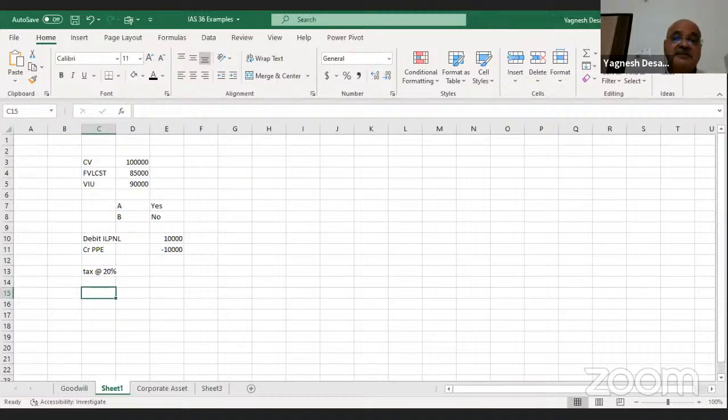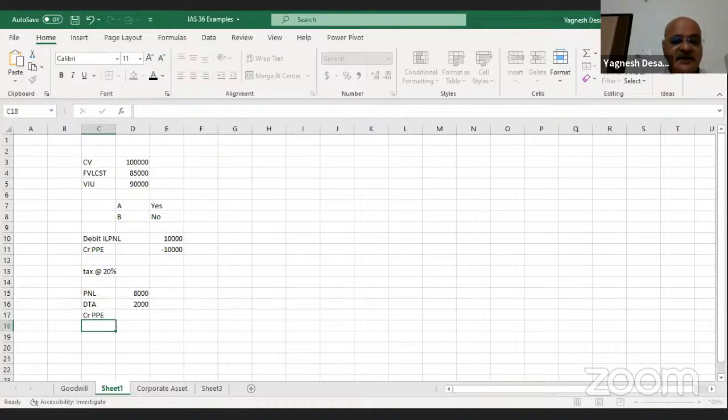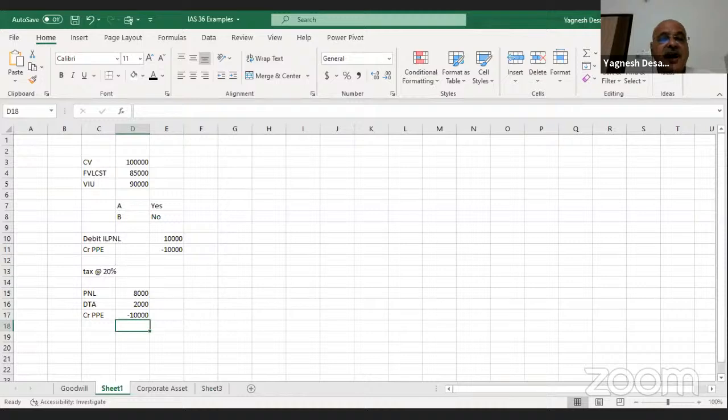In that case, my entry would have been P&L account debit 8,000, then deferred tax assets account debit 2,000, and my credit to property, plant and equipment 10,000. This should have been my entry. I should have provided for the deferred tax assets.